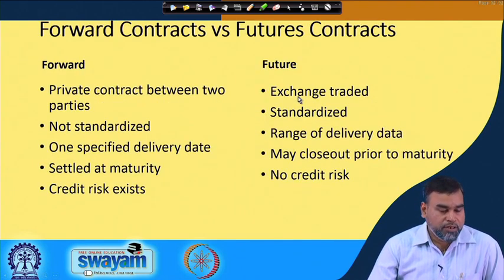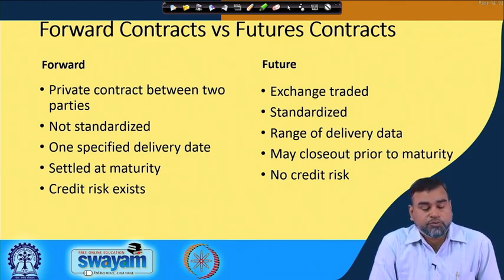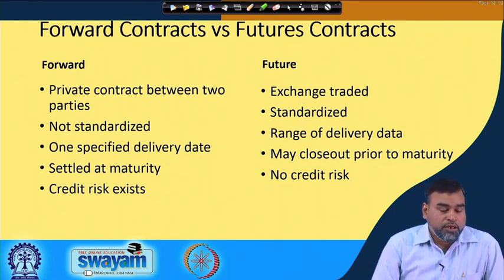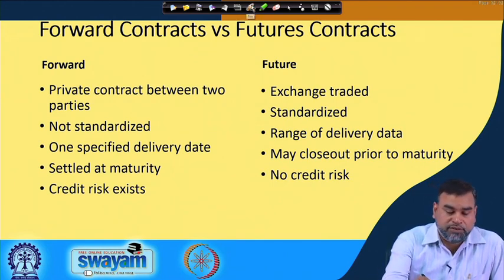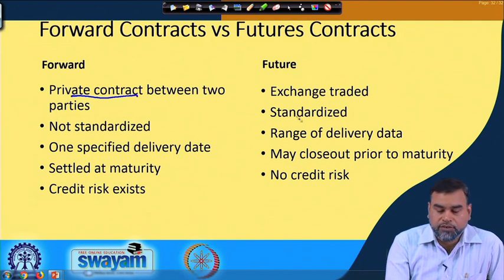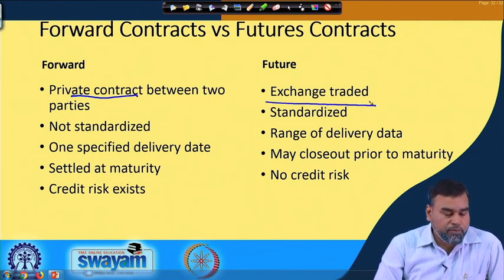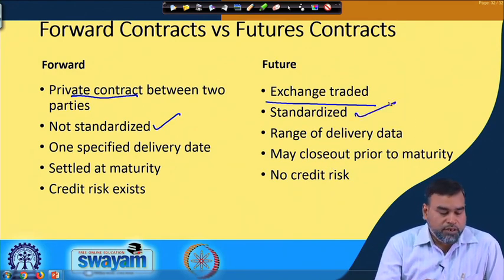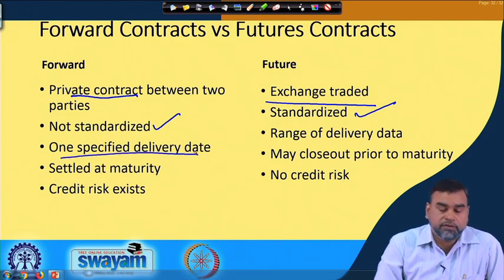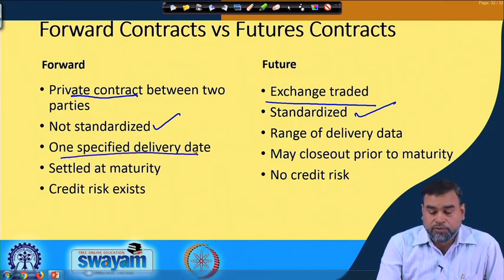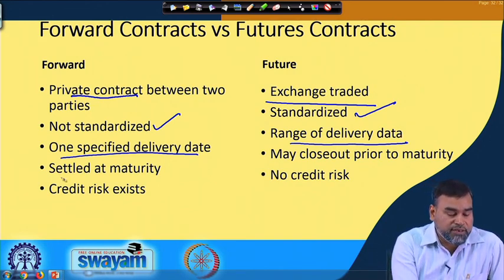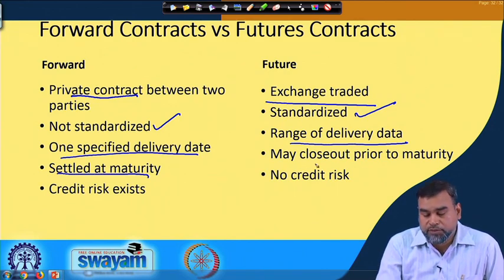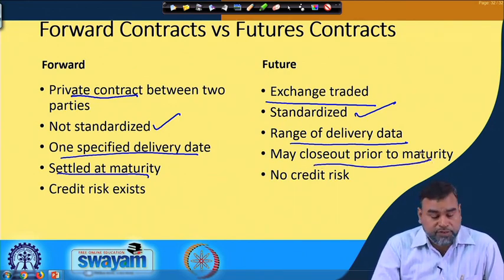Then, if we try to find out the basic differences between forwards and futures, as I already told you, the forward contract is a private contract and futures contracts are exchange traded. Forward contracts are not standardized, but futures contracts are standardized. In the case of forwards we have one specified delivery date, but in the case of futures we have a range of delivery dates. Forward contracts are settled at maturity, but futures may be closed out prior to maturity; that provision is there.